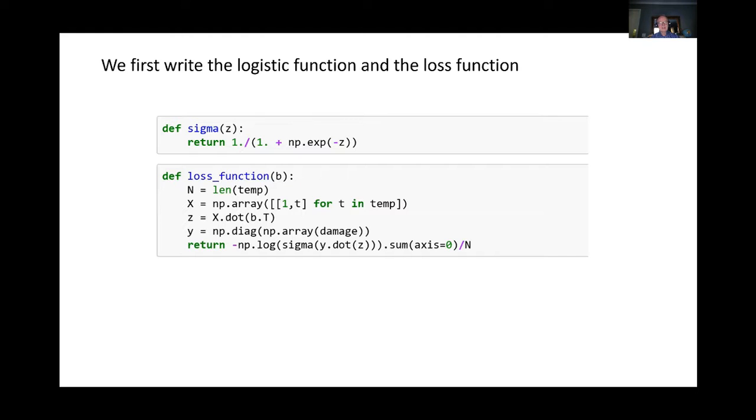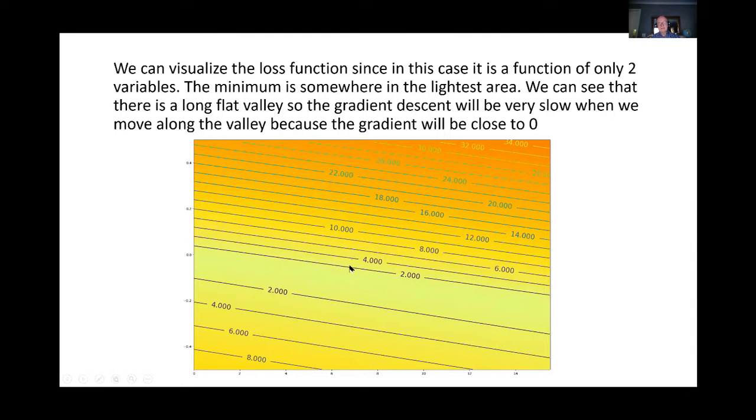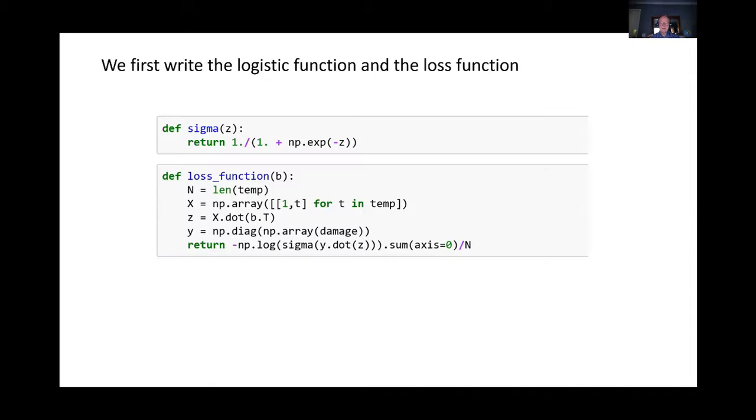So we have this loss function. This is not so difficult because there are only two parameters here, beta0 and beta1, because our data vectors are one-dimensional. So it's beta0 plus t times beta1. That's the z that we had from before.